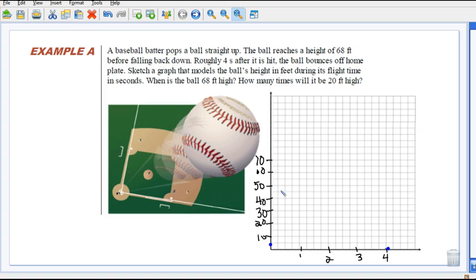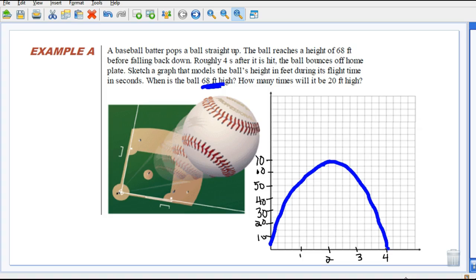And all parabolas, which is the graph of a quadratic, which is what we're going to be focusing on this chapter, are always going to be very symmetrical. So right around 2 seconds is when it's going to reach its highest point of 68 feet. At 2, it's going to be right about 70, so we're going to go right about there. Then we're going to try and make this look nice and smooth. It's not going to be too linear, and we don't want it to be too pointy. It gets to 0 and starts to come back down.